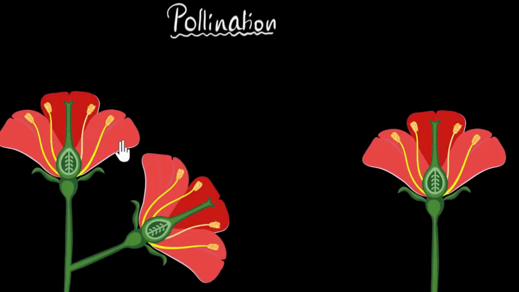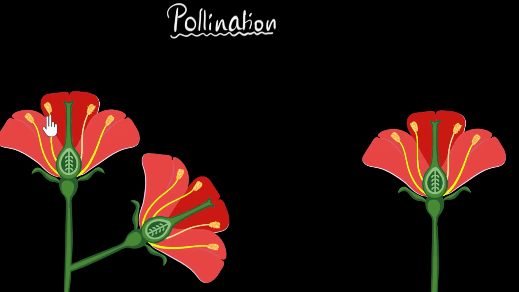Flowers use their beautiful petals and fragrance to attract insects. Why do they do that? Because the insects help them in pollination. So in this video, we're going to see what pollination is, and what are the different types, and how exactly do the insects help. So let's start with what is pollination.